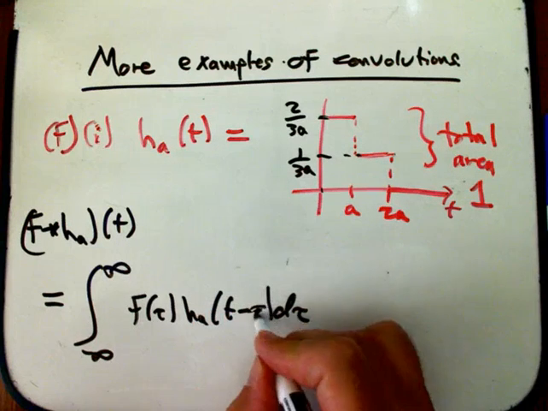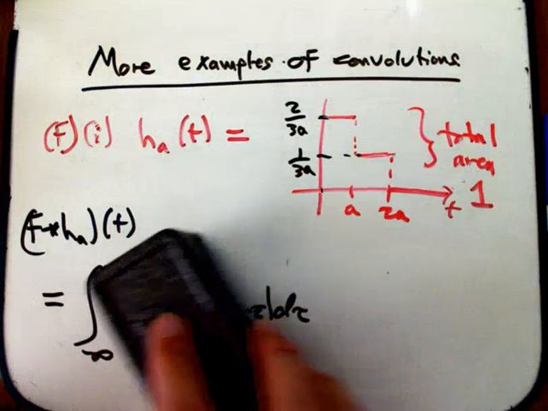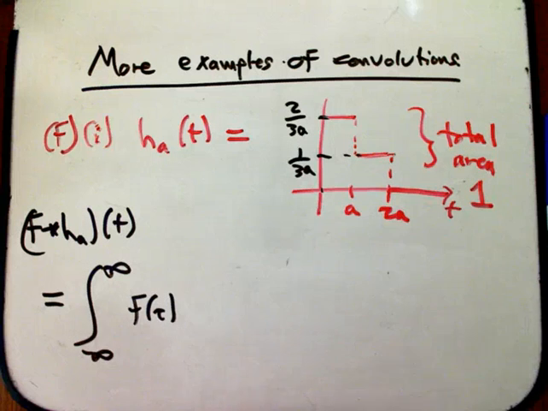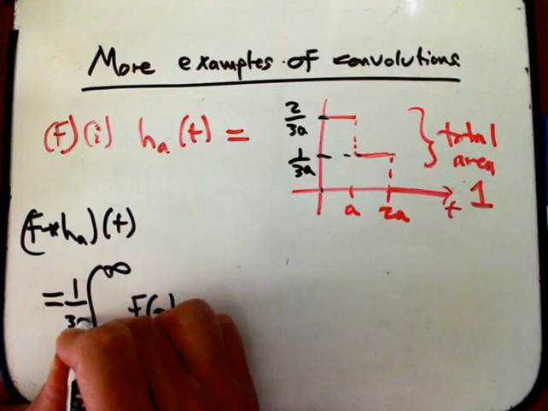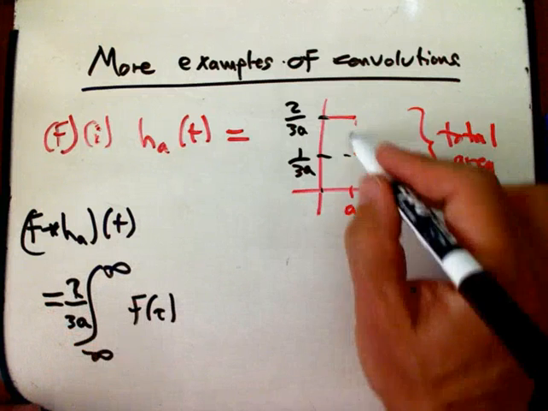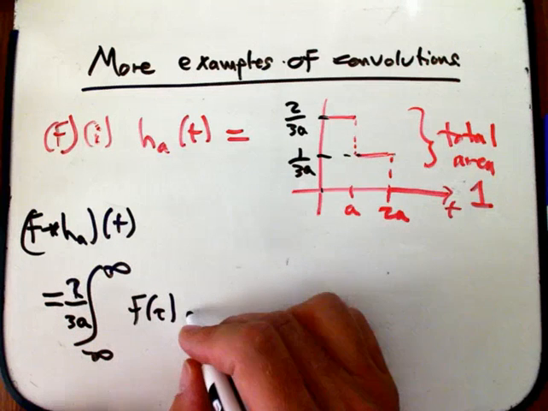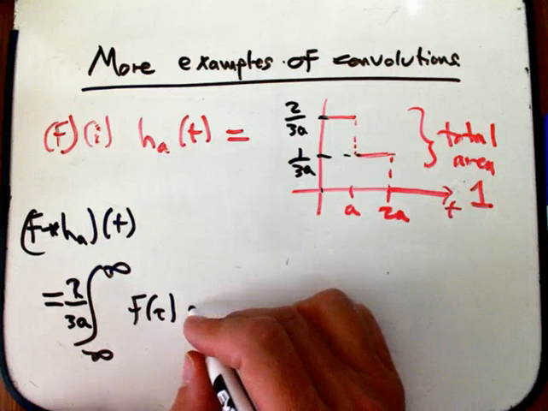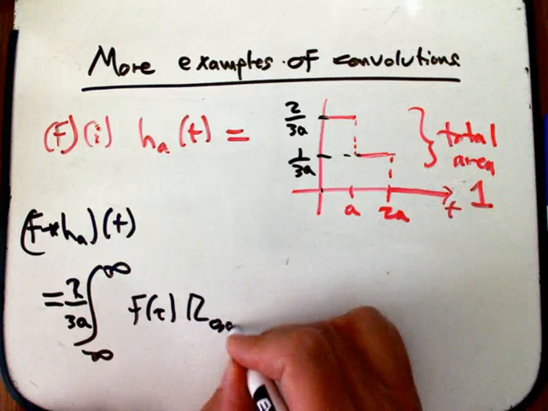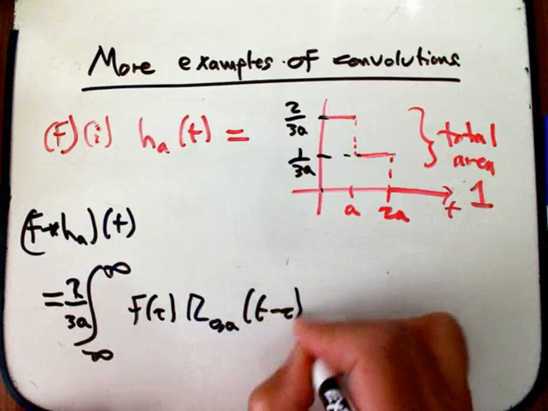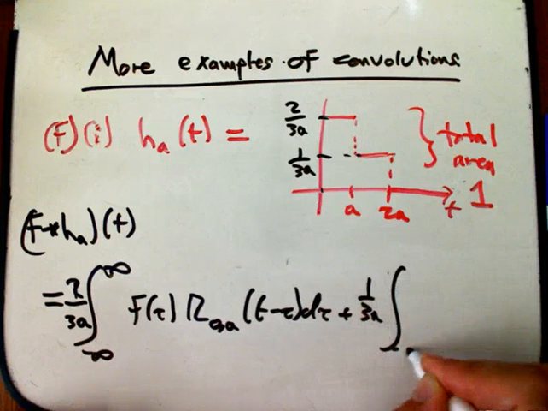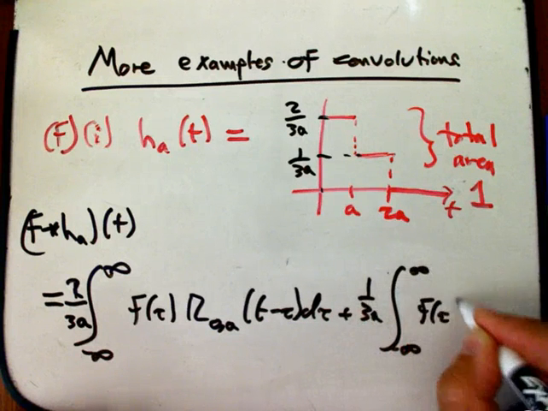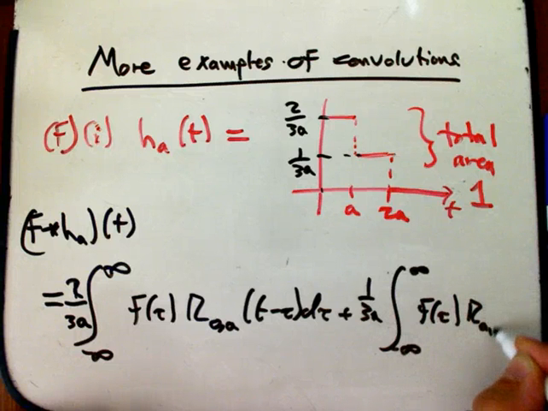I'm going to cheat. I never tell my students not to do this, but I'm going to modify this in place. It's going to be 2 over 3a. I'm going to talk about this part first. That's going to be the rectangular pulse from 0 to a of t minus tau, plus 1 over 3a integrated against the rectangular pulse from a to 2a of t minus tau d tau.